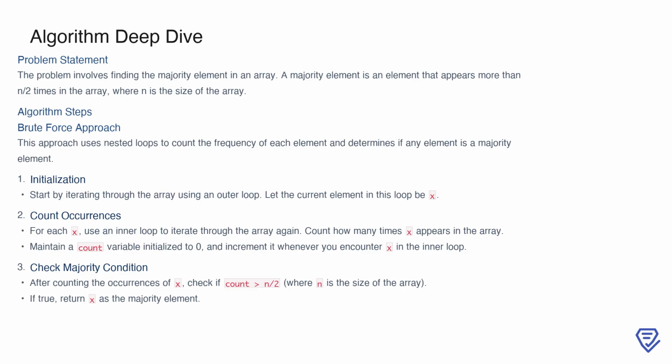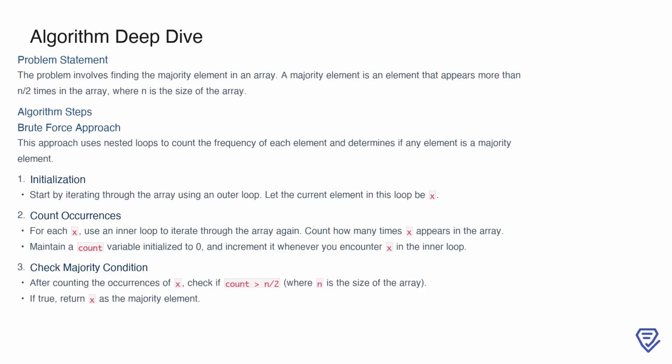To solve the majority element problem, we need to identify an element in an array that appears more than n/2 times, where n represents the size of the array. One straightforward way to approach this is by using a brute force method. This involves iterating through the array element by element. For each element, we count how many times it appears in the array and then check if it satisfies the majority condition. Specifically, for each selected element, we initialize a counter to 0.